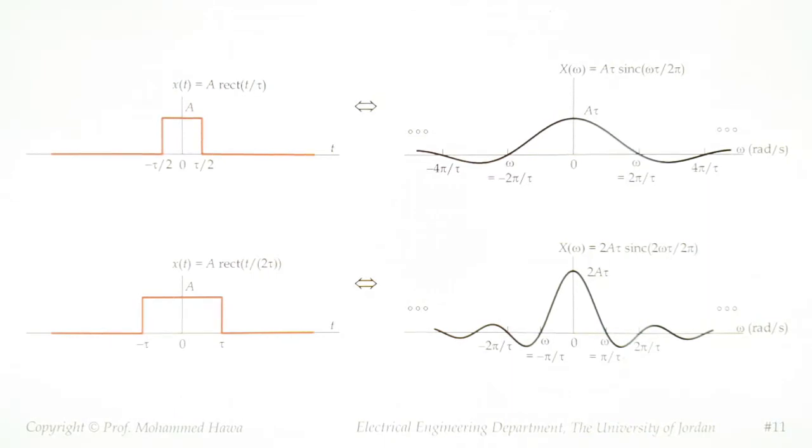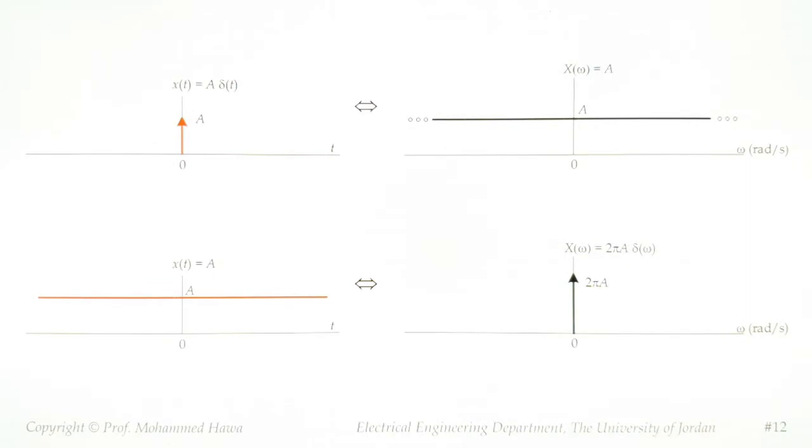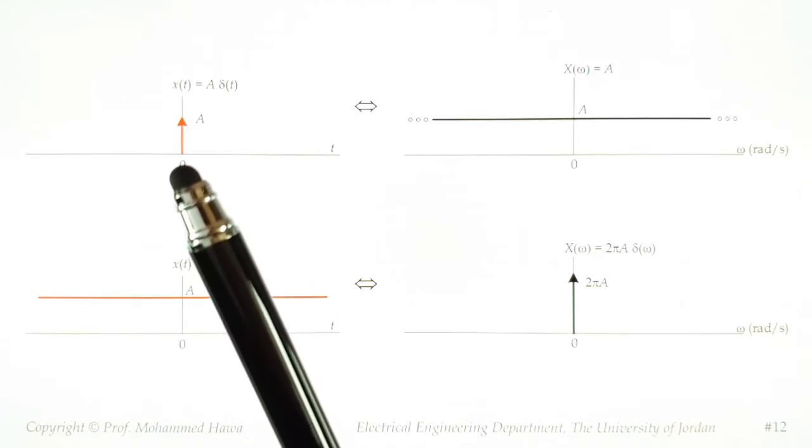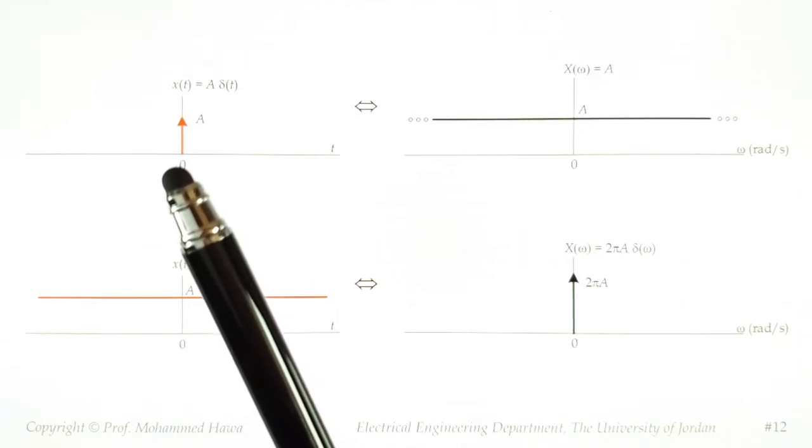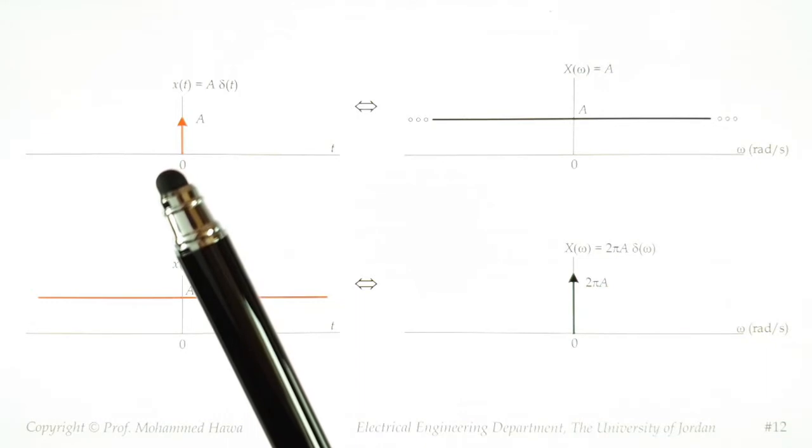This is an important result that not only applies to rect signals, but also applies to any general signal x of t, because the time scaling property applies for any general signal x of t. For example, look at this extreme case which we solved earlier. What is the Fourier transform of an impulse where I compressed my signal to the extreme? This impulse width is 0.